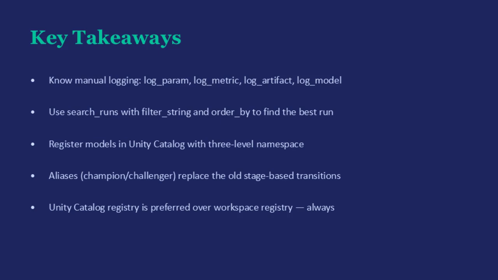So what are the key takeaways from this section? Here are some of the MLflow essentials for the exam. Know all four manual logging methods: log_param for hyperparameters, log_metric for evaluation metrics, log_artifact for files, log_model for trained models. Use search_runs with filter_string and order_by to programmatically find the best run. Register models in Unity Catalog using the three-level namespace. Aliases like champion and challenger have replaced the old stage-based transitions, and always prefer the Unity Catalog registry over the workspace registry.